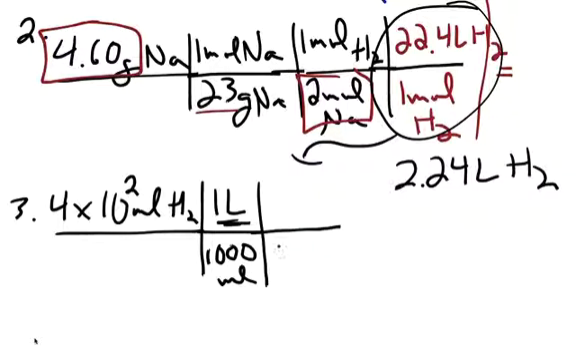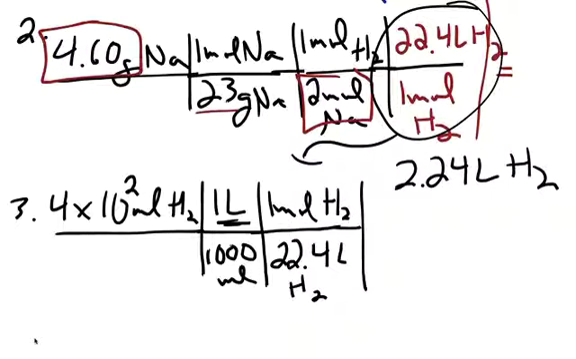But now we want to get rid of these liter units. So the 22.4 will go on the bottom. 22.4 liters of hydrogen gas is 1 mole of hydrogen gas. And now I'm into the middle of my stoichiometry. I'm into moles of hydrogen. So now I need the ratio with sodium.